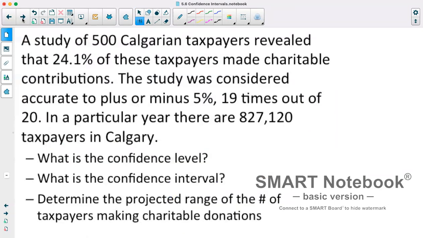Okay, next example: a study of 500 Calgarian taxpayers revealed that 24.1% of these taxpayers made charitable contributions. The study was considered accurate to plus or minus 5%, 19 times out of 20. In a particular year, there are 827,120 taxpayers in Calgary. We want to know what is the confidence level, what is the confidence interval, and determine the projected range of the number of taxpayers making charitable donations.